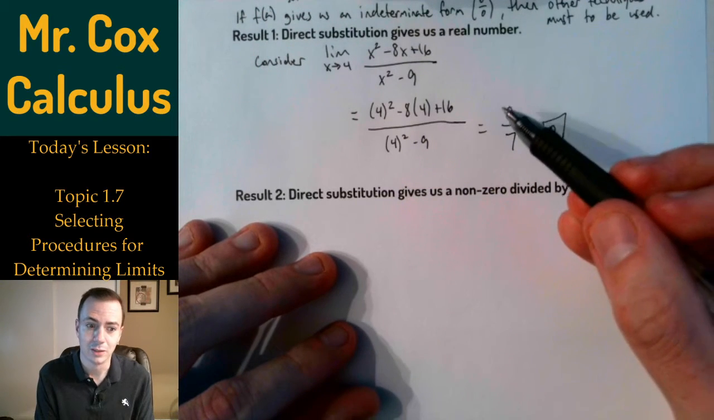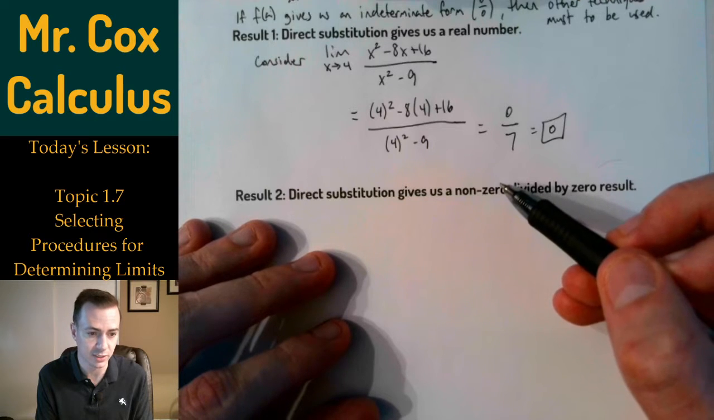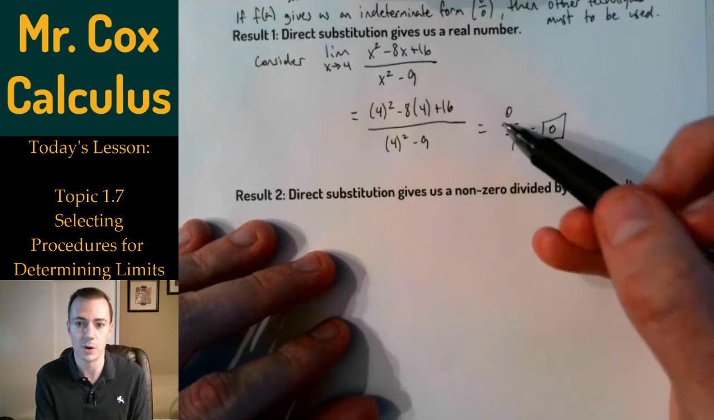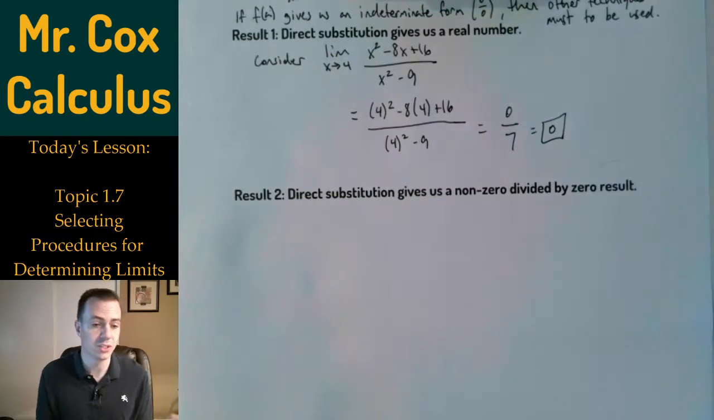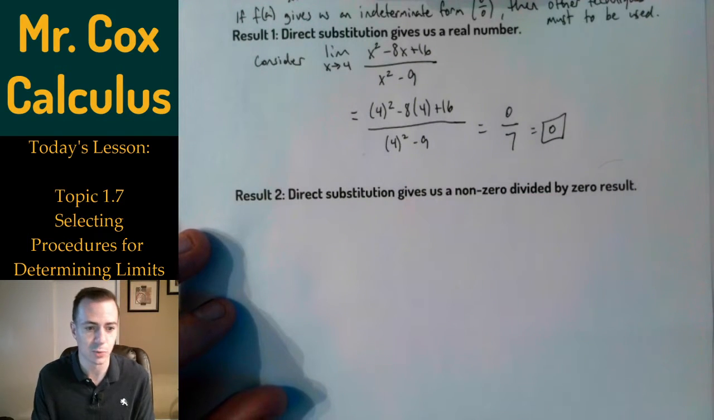It's 0. 0 can be in the numerator. You can divide 0 by another number that's not 0. You can't divide by 0, but 0 divided by 7, or 0 divided by any number besides 0, is 0. So don't forget that that is a viable answer when you evaluate a limit.